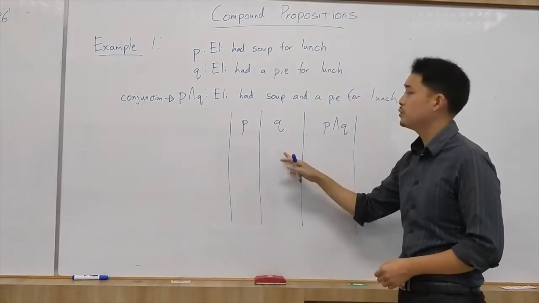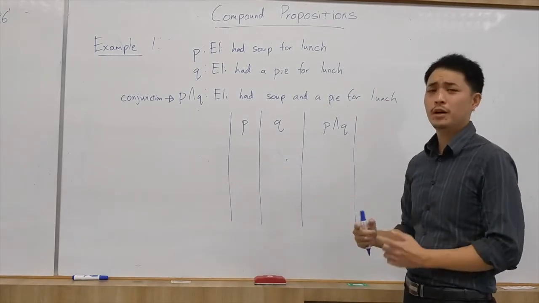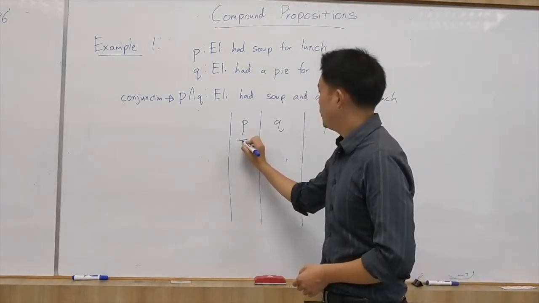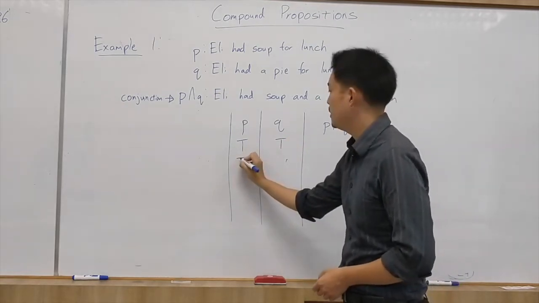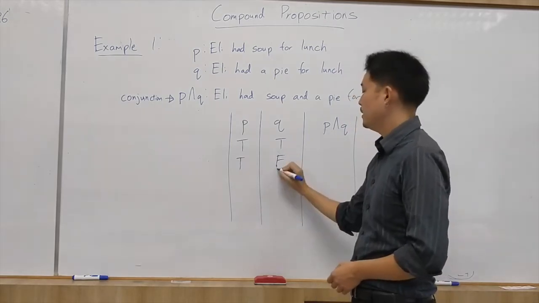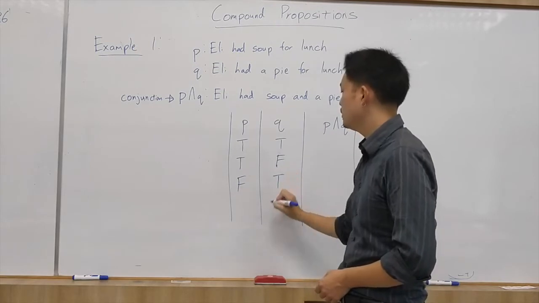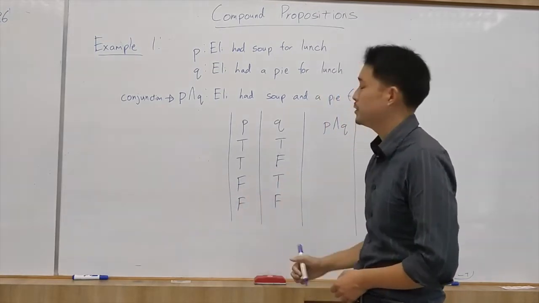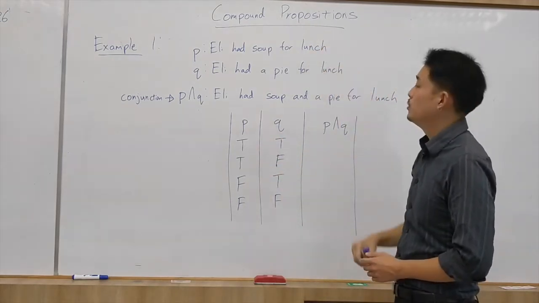Now when we create a truth table with two different propositions, we want to cover all of the possible combinations of these propositions. One combination is P is true and Q is true. Another combination is P true, Q is false. Another combination is P is false, but Q is true. And the last combination is both are false. There's four different possible combinations of these two propositions.